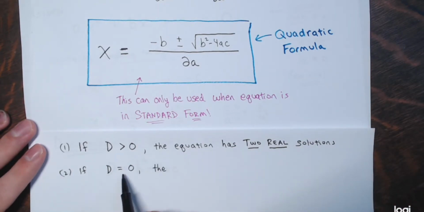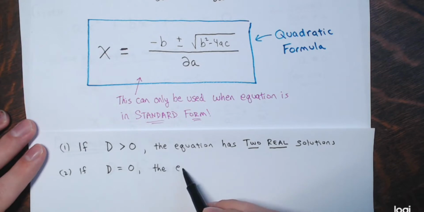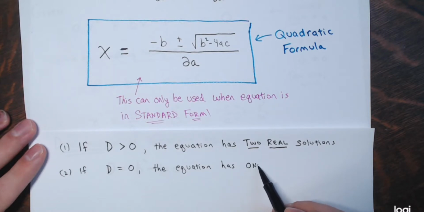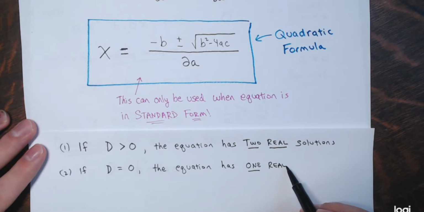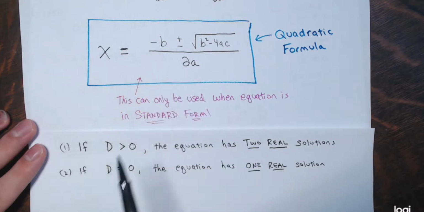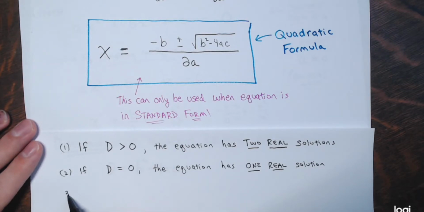So if the discriminant is equal to 0, the equation has one real solution, right? And that would be the negative b over 2a, right? Because you'd have plus 0, minus 0. That wouldn't do anything. You'd just be left with negative b over 2a as your solution.